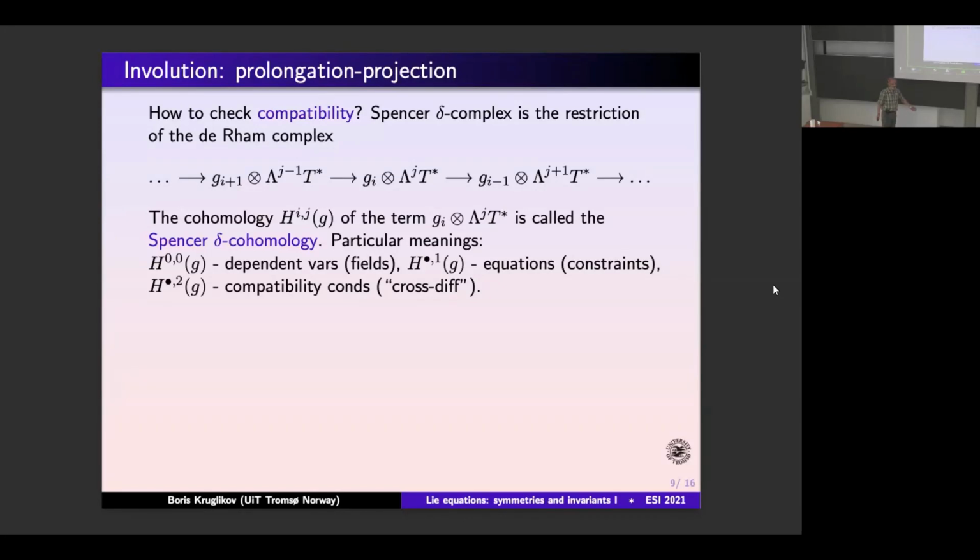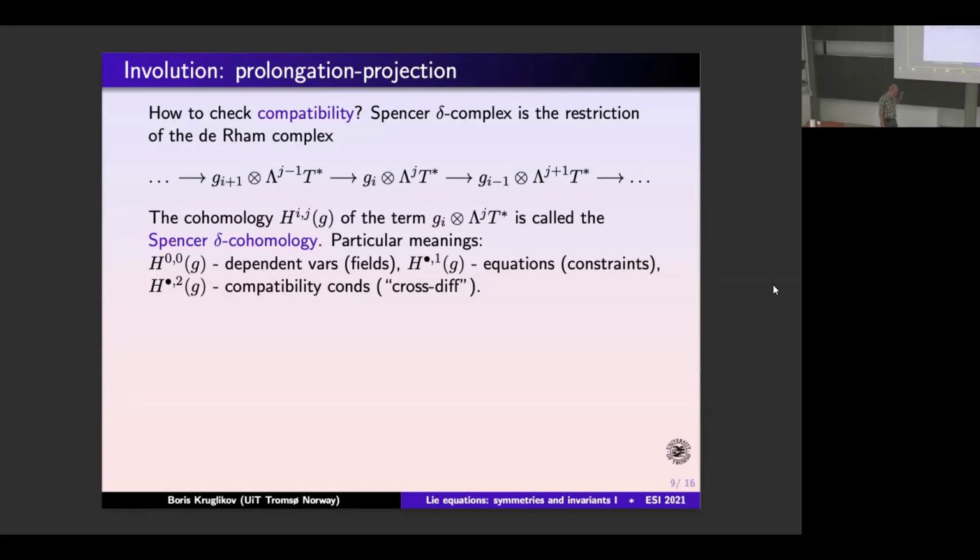I would call it just the de Rham complex of polynomials, so differential forms with polynomial values. And that tells you what the differential is. That's called the delta differential, right? If you do restriction, it's still written the same way. So you get a complex, and if you have a complex with a differential, you can define cohomology. That's called Spencer delta cohomology, and the lower rank cohomologies have meaning.